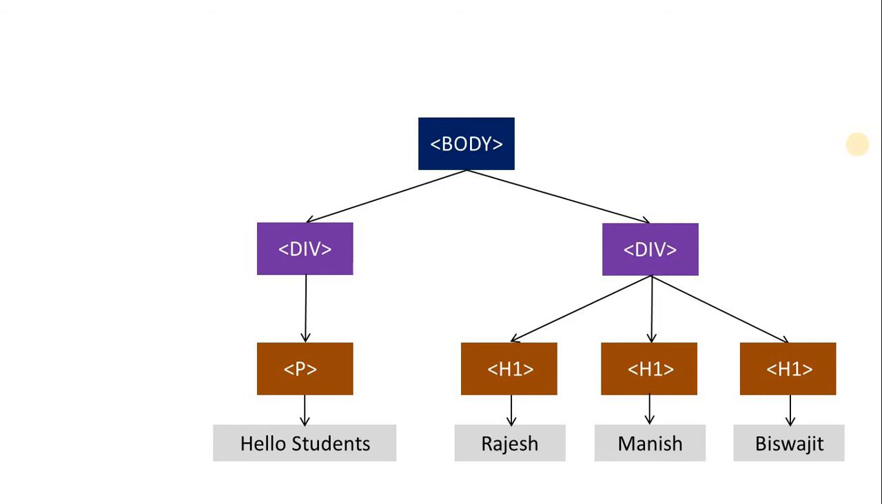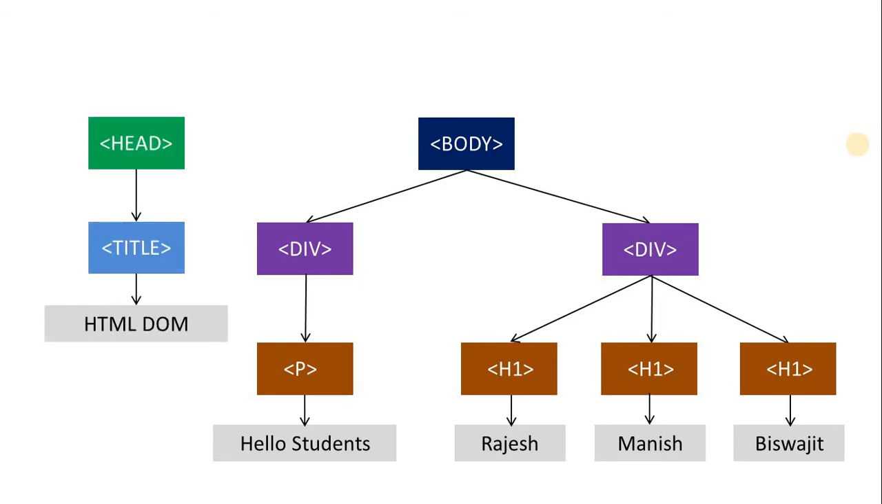Now where is this body placed? Not just the body, we can also see head, title, and inside the title a name has been given, that is HTML DOM. HTML DOM is just the title text, right? So title is a tag. What kind of tag? An element tag, and that element has been placed inside the head element. So try to understand the structure of the DOM. Head is an element, inside that element we have the title element, inside title we have the text, and we can manipulate the text.